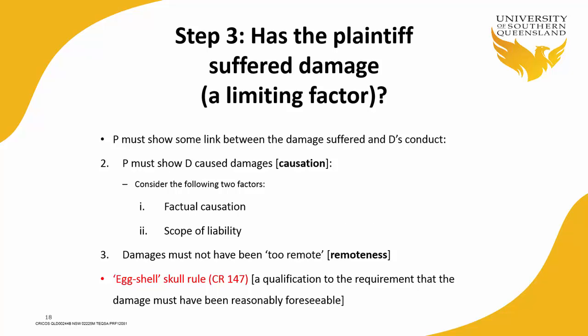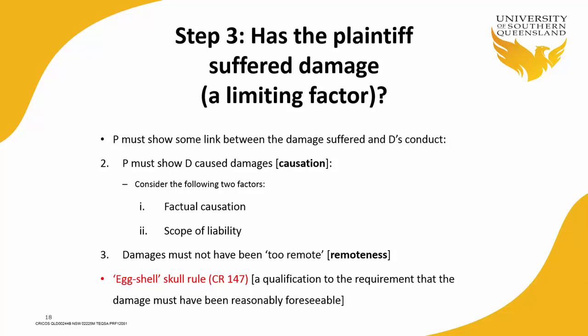Let's look at the next slide. P must show some link between the damage suffered and the defendant's conduct, and P must show that the defendant caused the damage. That's causation, what we call factual causation. That's also the scope of liability, which is the terminology used by the Civil Liability Acts today, and which under common law was referred to as remoteness.